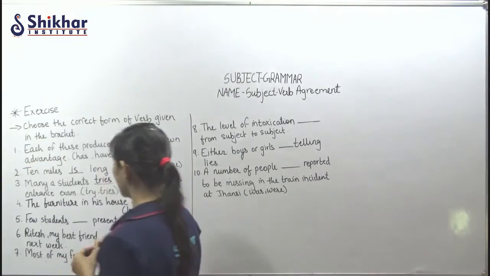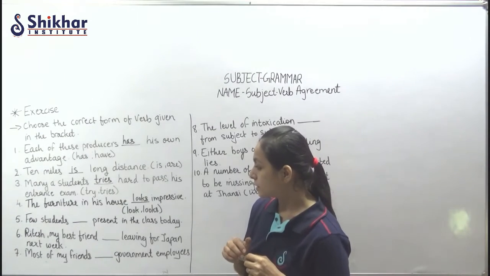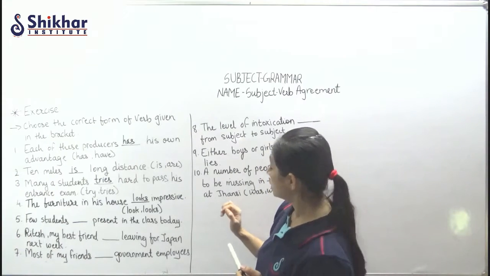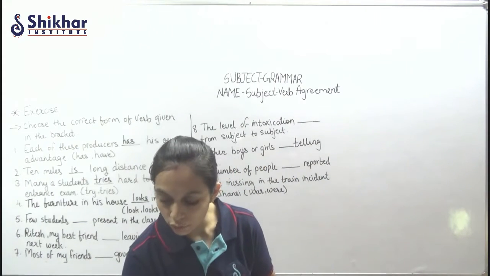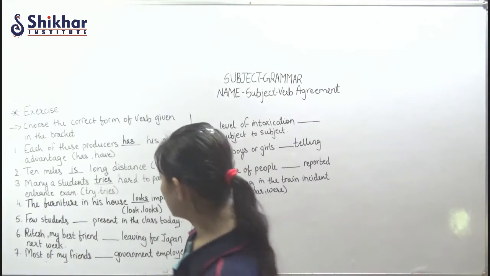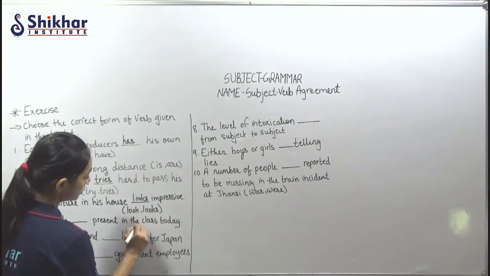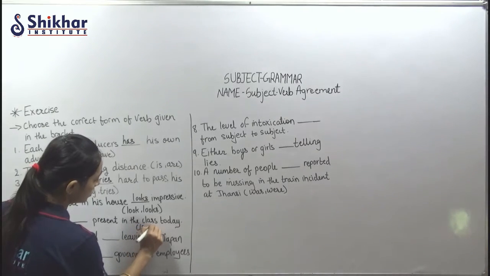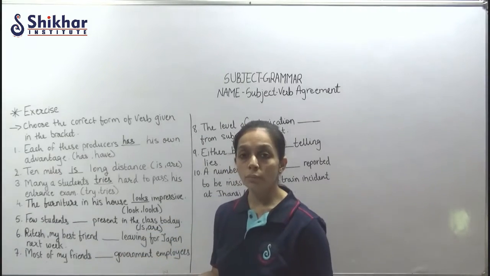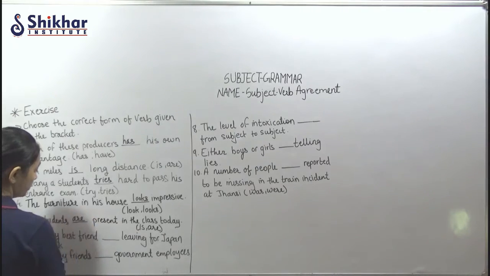Right? Then few students dash present in the class today. Okay, I'm so sorry for this bracket I have not written. Few students is or are. Okay, here after this I have not written any bracket. Few students is or are. So what it will be? Very easy. It is few students, so plural noun, are present in the class today.